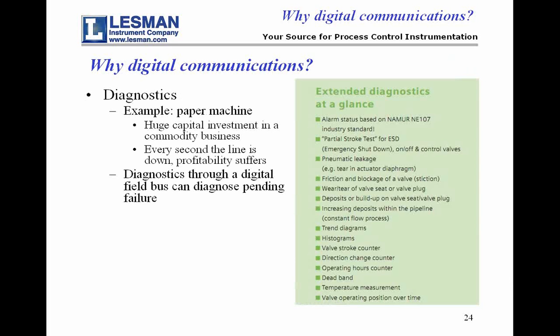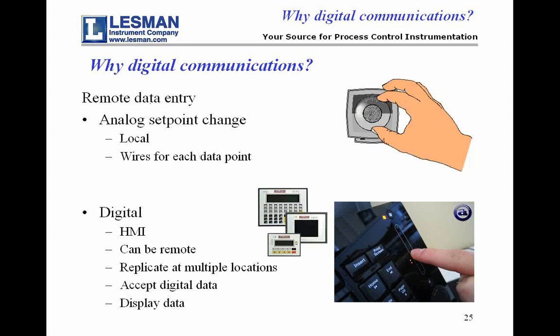Diagnostics have been a huge thing, particularly in the capital-intensive industries, where they need to make rapid repairs to a process in order to cut down their downtime. You can read on the chart over here the typical bullets of the kinds of information you can get as diagnostics. But again, these diagnostics are only available if you've got some kind of digital system to take them out, because on 4 to 20, all we're getting is typically the process variable. These other things have to come over a digital protocol that gives us that information.